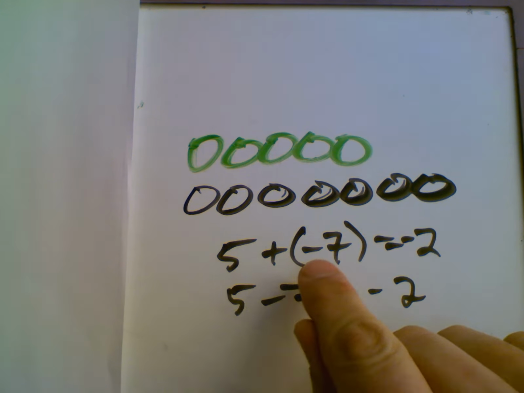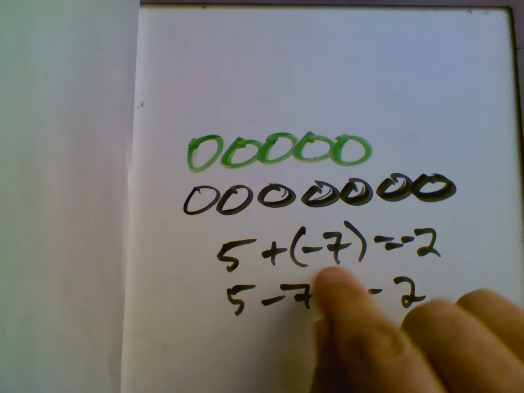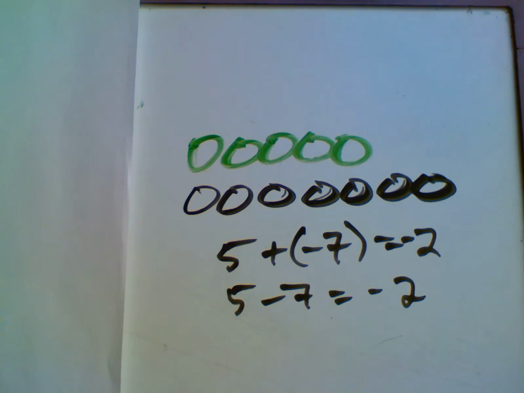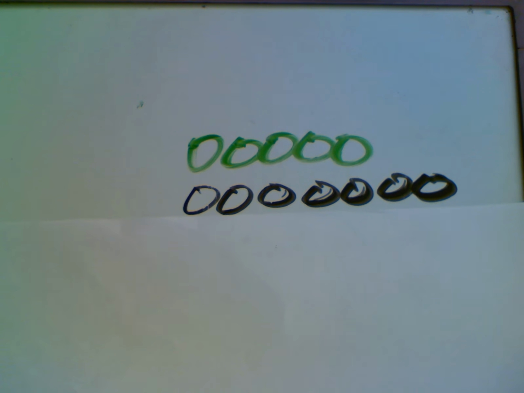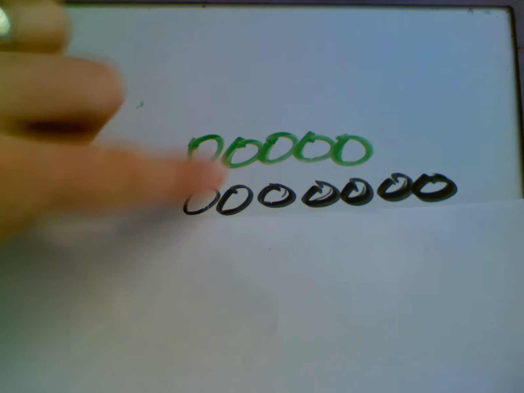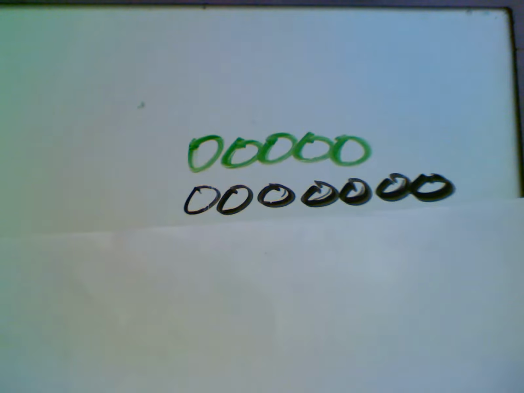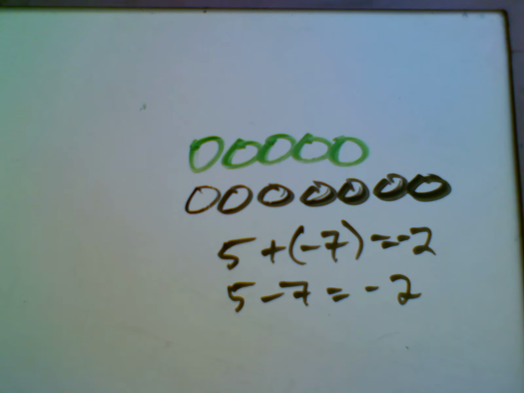This is confusing for some kids. Well, what do you mean 5 plus -7? Well, if I look at it this way, I have 5 plus -7. Canceling out, -2 are left.